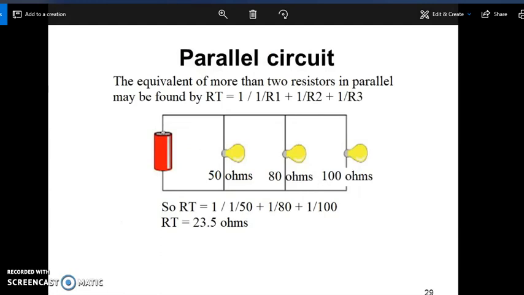Now we're talking about figuring out the total resistance for a parallel circuit. If all three resistors were of the same value, you could just take the value of one of the resistors and divide it by the number of resistors, and you'd have your total resistance. But in this case, because we have three different values, and we don't just have two, I'm using the equation RT equals 1 over the sum of 1 divided by R1, R2, and R3. So like you see, take 1 divided by 50, add it to 1 divided by 80, add it to 1 divided by 100, and then take 1 and divide it by that sum, and that's what I came up with.